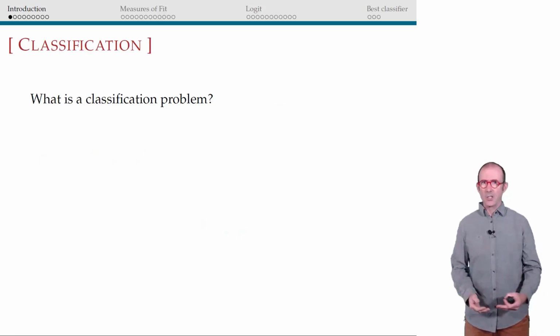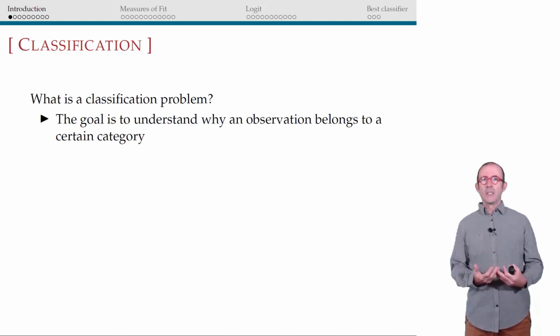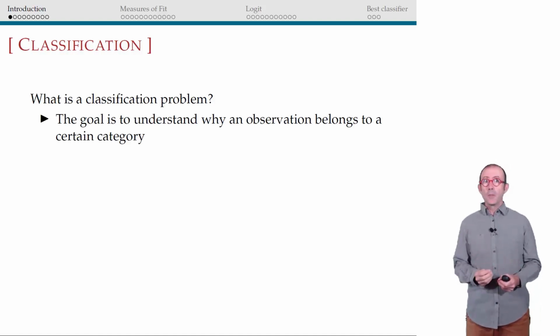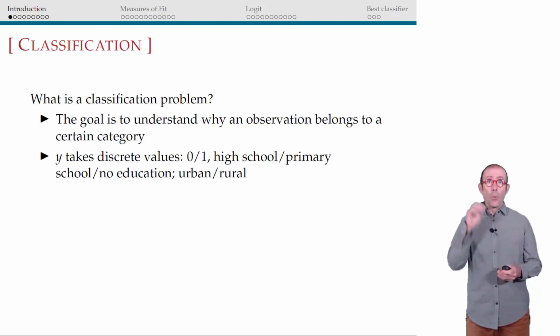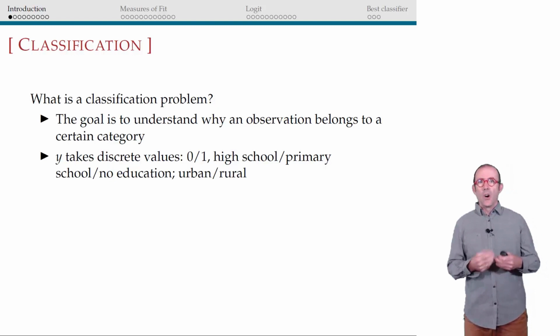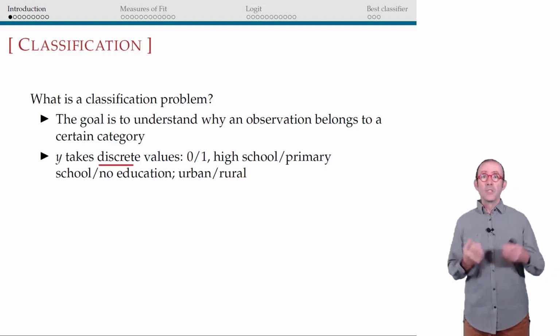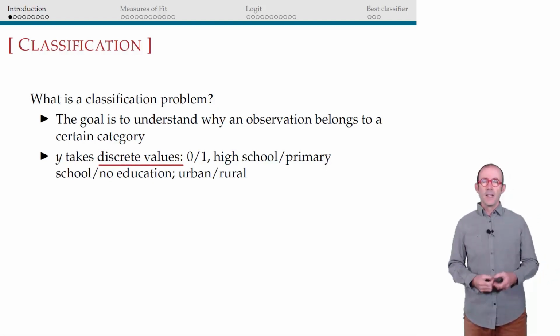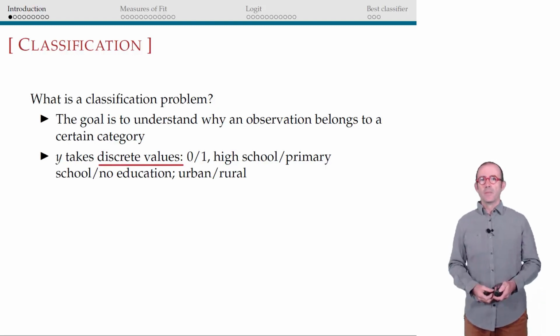Classification. What is a classification problem? Well, in a classification problem, typically, the goal is to understand why an observation belongs to a certain category, to a certain group. So the category can be just a 0 or 1 encoding, or it could be a category of education, or it could be urban versus rural. It can be any type of discrete value. And so our observation is encoded with a y variable that takes this discrete value.